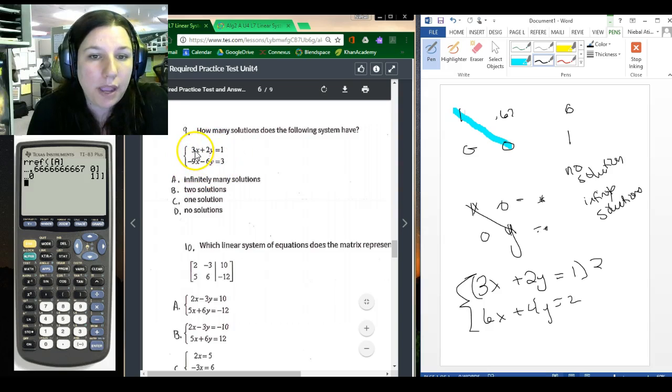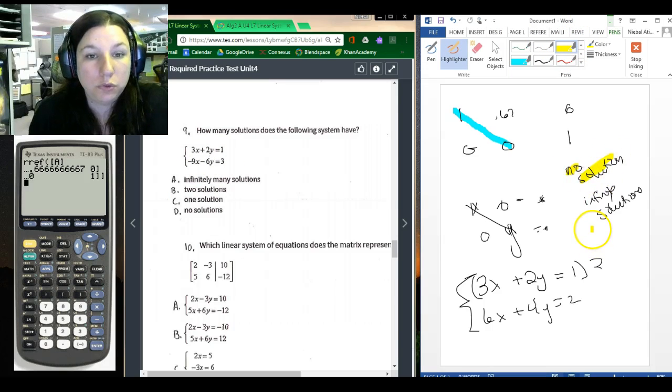Those are not options. When I look at these, are these really the same equation? So is there a number I can multiply all these by to get the second equation? So you might say, okay, well, if I do 3 times -3, I get -9. And if I do 2 times -3, I get -6. But 1 times -3 is not 3. So these essentially are not the same equation. If you graph them, they're not going to be right on top of each other. So my answer is no solution.